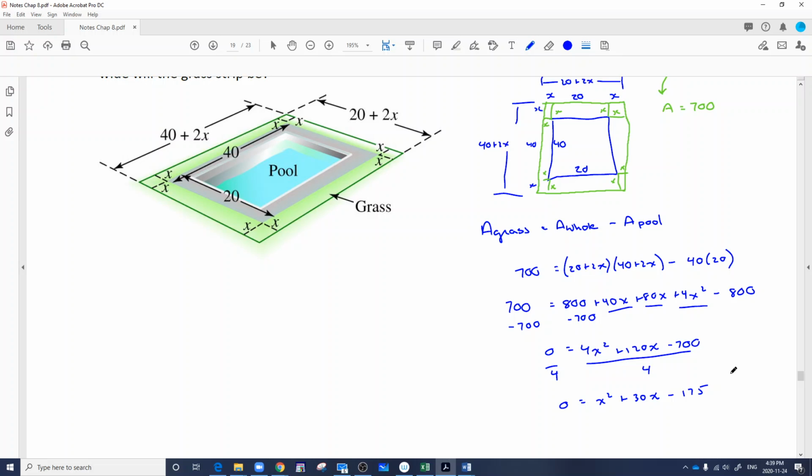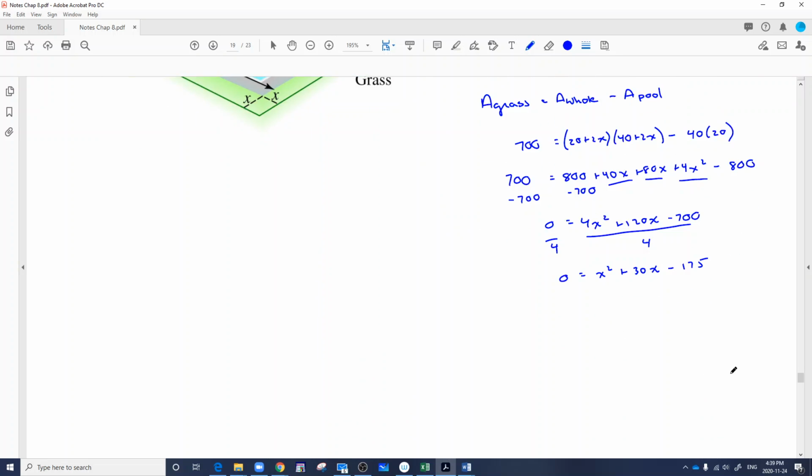And again, I could try to factor this. I could look for two numbers that multiply to give me 175 and add to give me 30, but I'm way too lazy to do that. So my options at this point are to plug it into the quadratic formula or to complete the square. Again, entirely up to you what you want to do. If you use the quadratic formula, you've got A, you've got B, you've got C, and then you're just plugging it in. This one says how wide should the grass strip be.